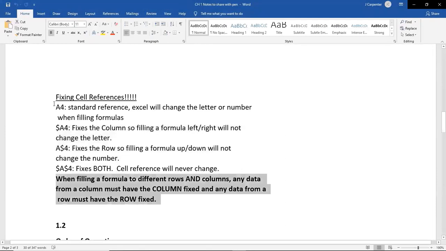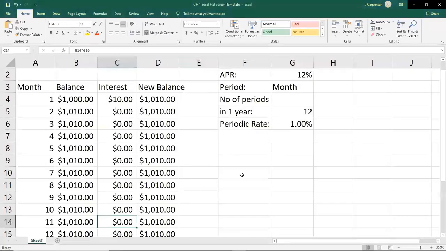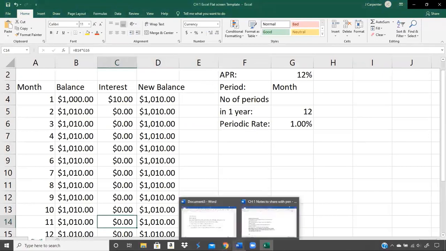When you're filling a formula to different rows and columns, like you're trying to make a multiplication table, any data from a column must have the column fixed, which is the first one, where you put the cash symbol in front of the letter. Remember the letters represent the columns. Here's your Excel. The letters represent the column. So putting a cash symbol in front of the letter makes it so you don't change column. Columns, you can go up and down, but not left and right to stay in the same column. So when you put a cash symbol in front of, say, D, it can still move up or down, but it won't move left or right. And I will show you what I'm talking about.